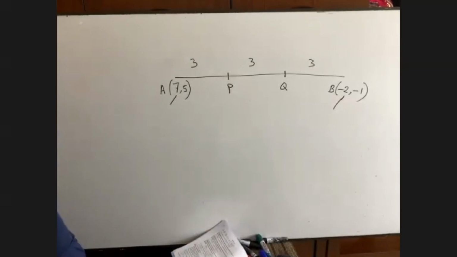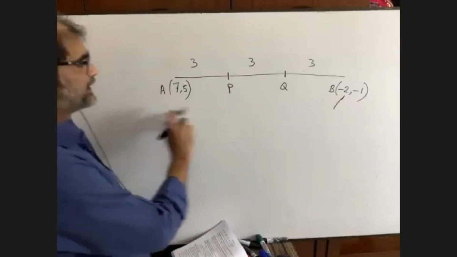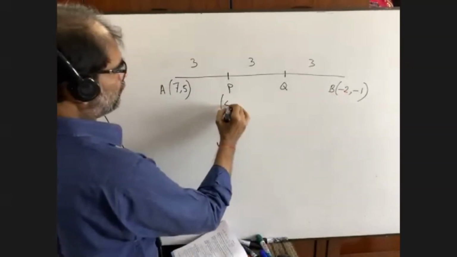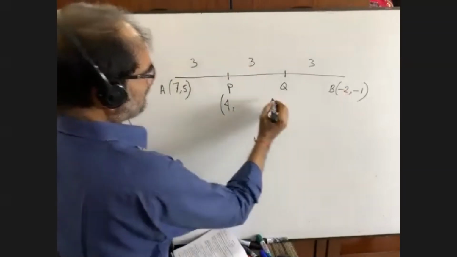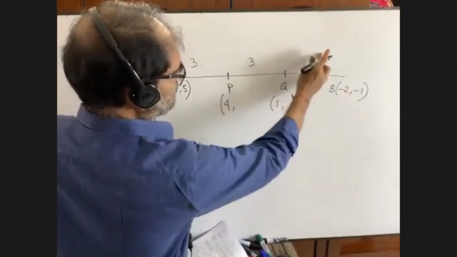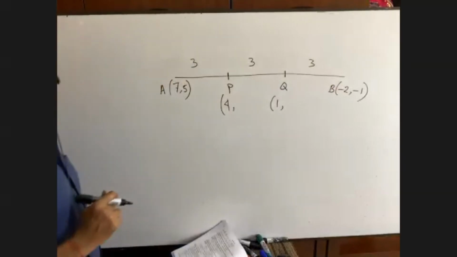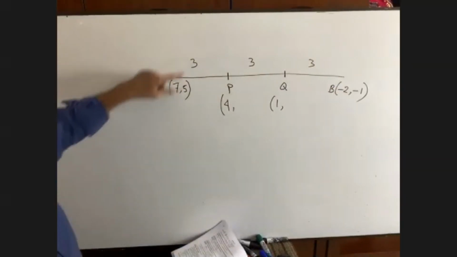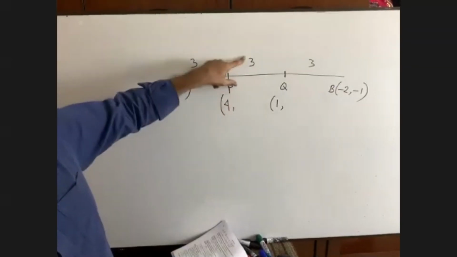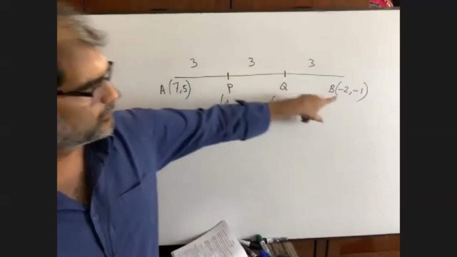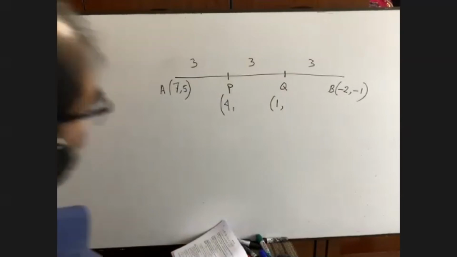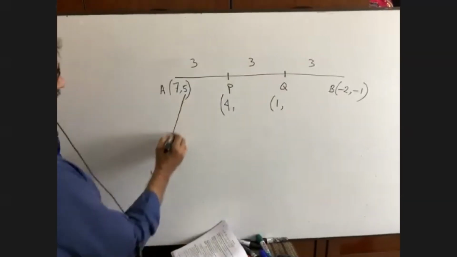If it is decreased, then we have to decrease. 7 minus 3, 4. 4 minus 3, 1. 1 minus 3, -2. Wow. Have you got it? 7 minus 3, 4. 4 minus 3, 1. 1 minus 3, -2. Very fantastic. Now you see 5 and -1.